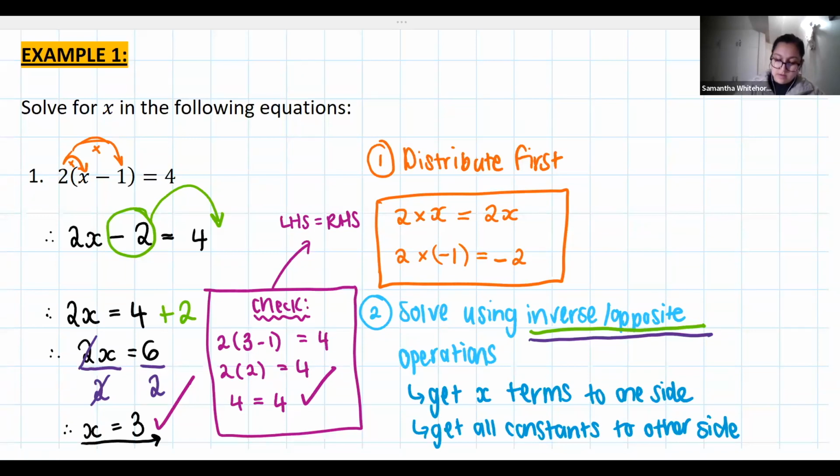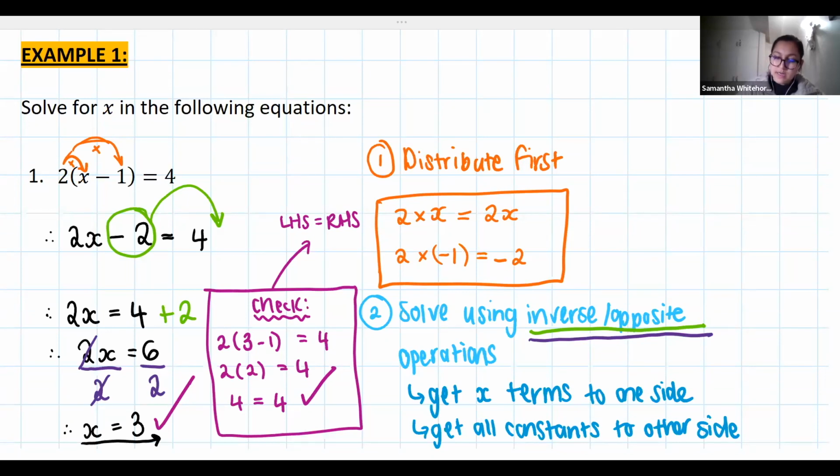I'm good, ma'am. Ma'am, what does the LHS and RHS mean? So it just means to check that the left-hand side, so LHS, left-hand side, is equal to the right-hand side. That's how we make sure our answer is correct. Okay, thank you, ma'am. Sure.